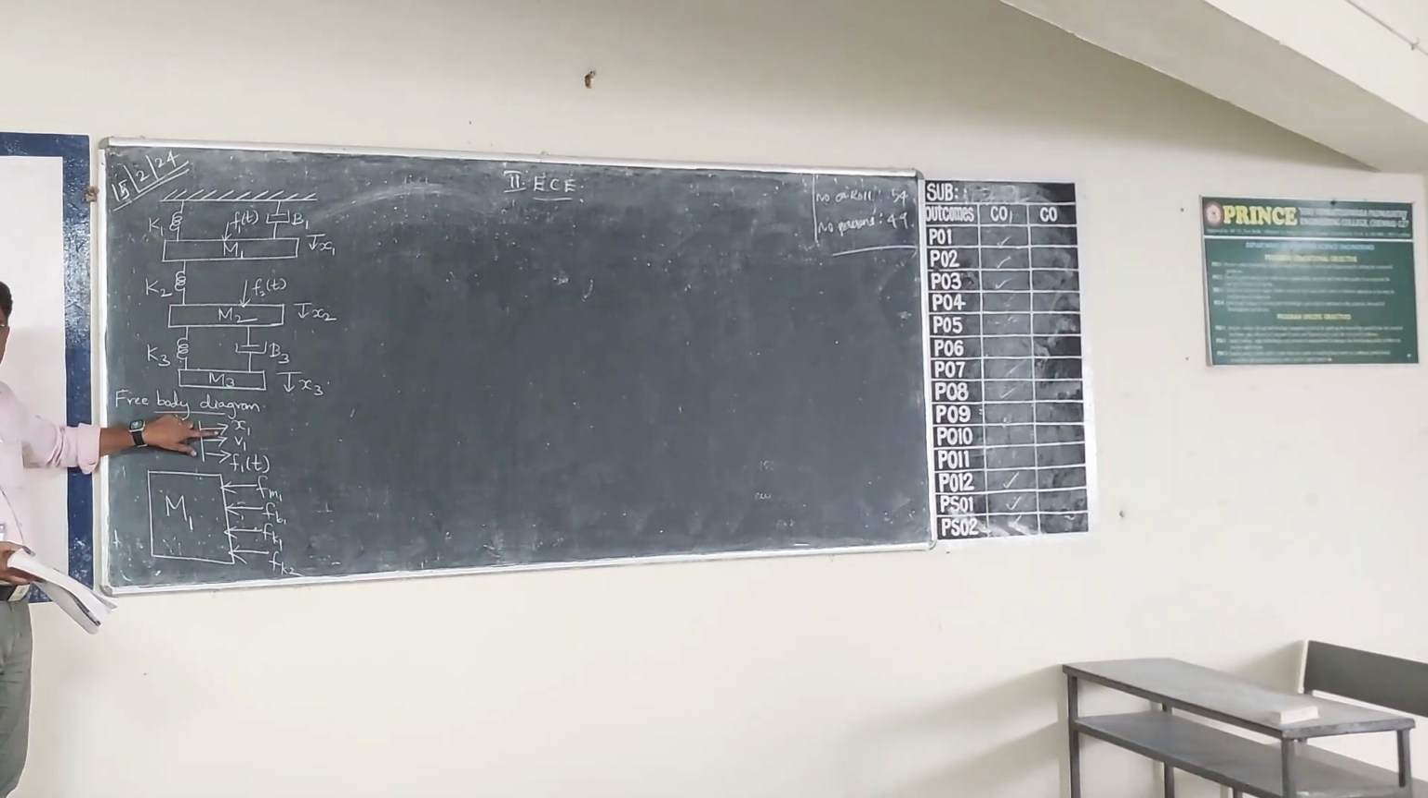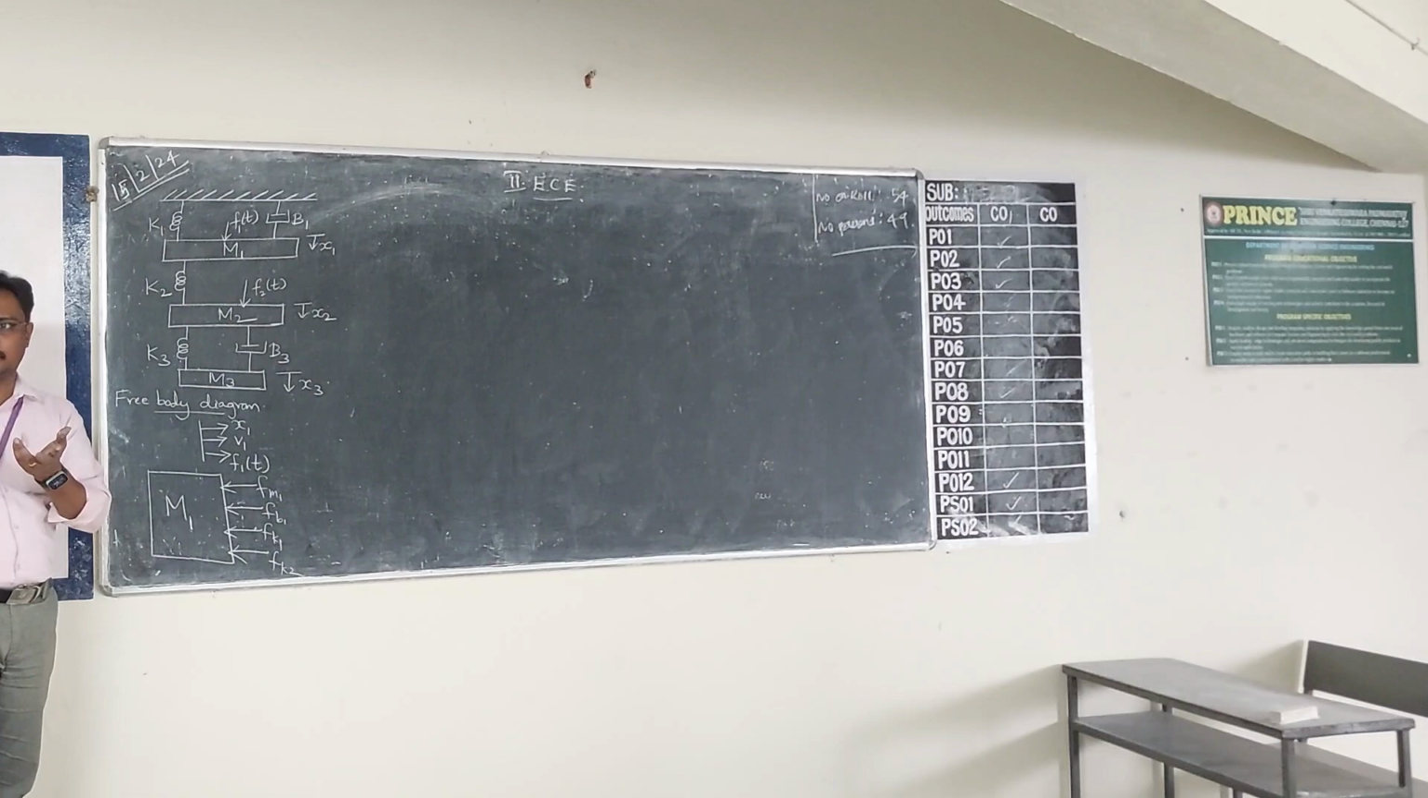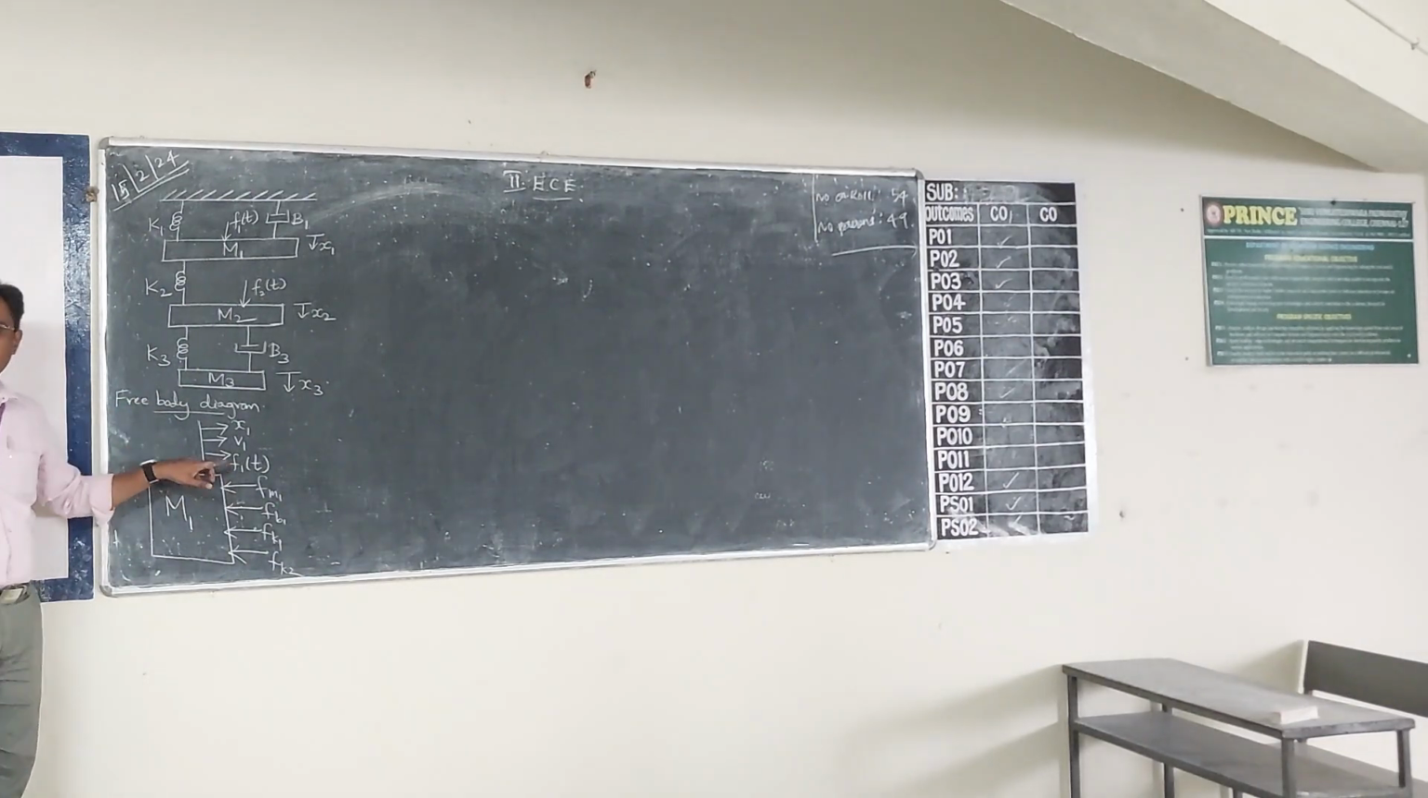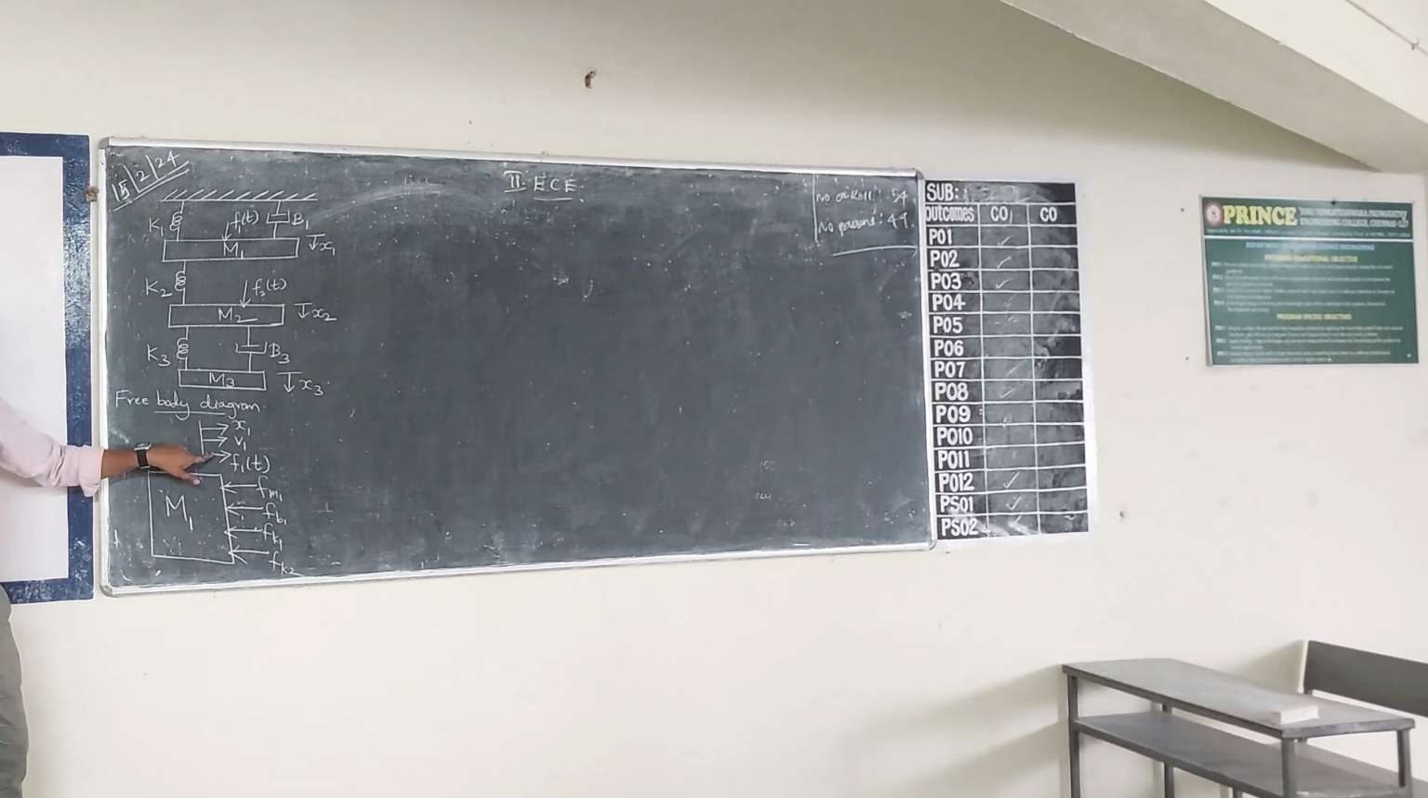You have to put V1 because he is asking for an analogous circuit, so velocity becomes the input. Whenever the word analogous comes, you have to put V1 in the free body diagram. If analogous is not mentioned, F1 of t is the applied force. So this V1 you have to write because it is an analogous circuit.